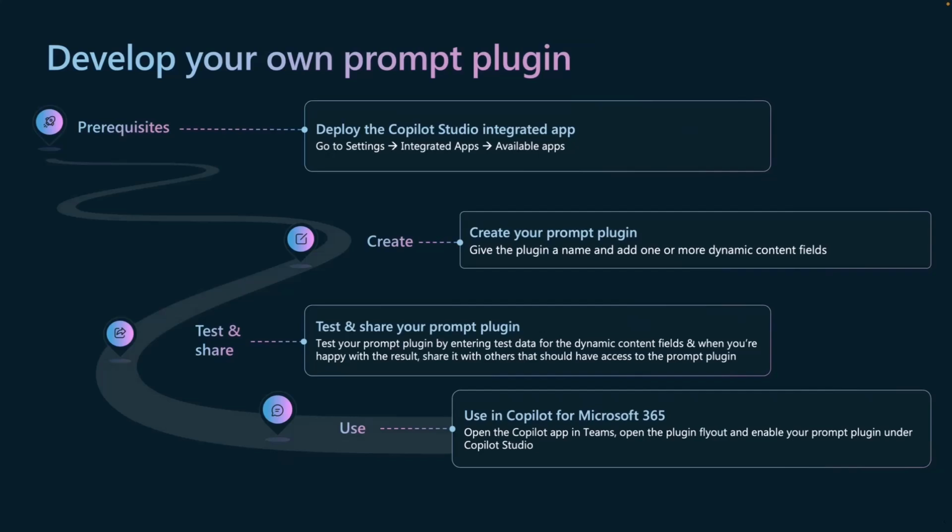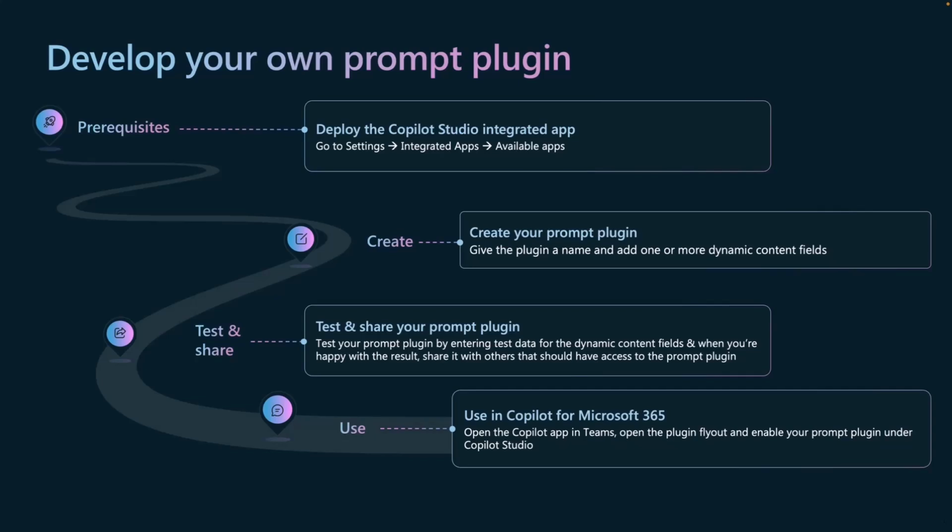And then, when all that is finished, we have to deploy the Copilot Studio integrated app. You need to go to Microsoft Admin Center, then Settings, Integrated Apps, and Available Apps to search for Copilot Studio. You will see two apps in there. One of them is for Copilot for Microsoft 365, and the other one is just for Teams. Make sure to enable the one that is for Copilot for Microsoft 365.